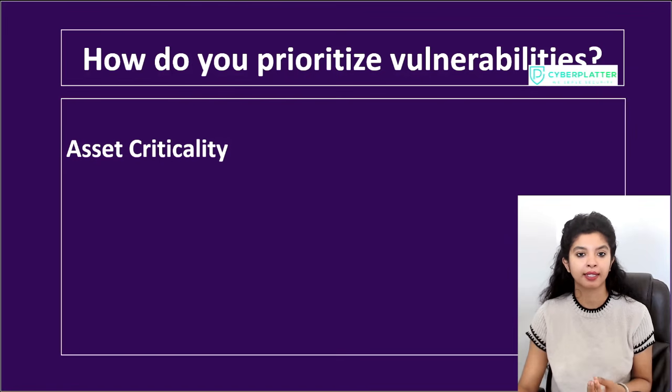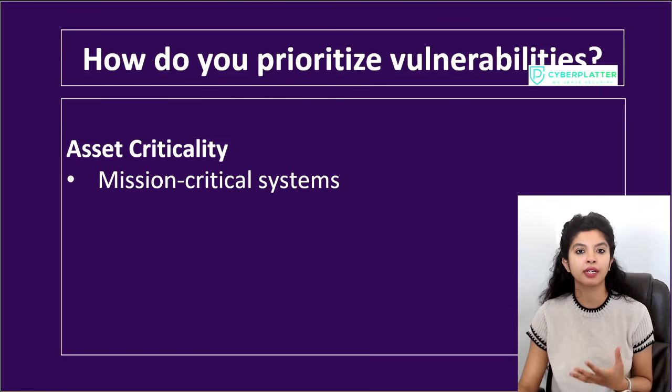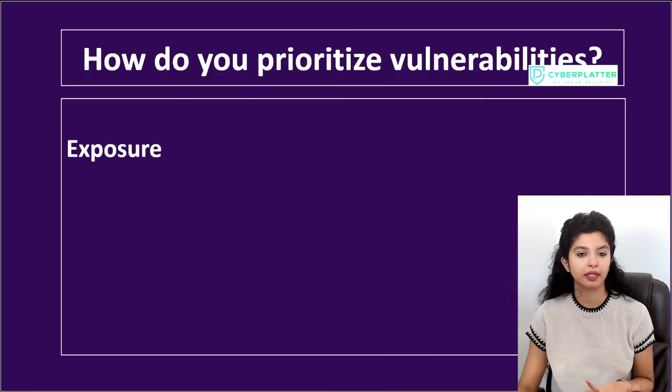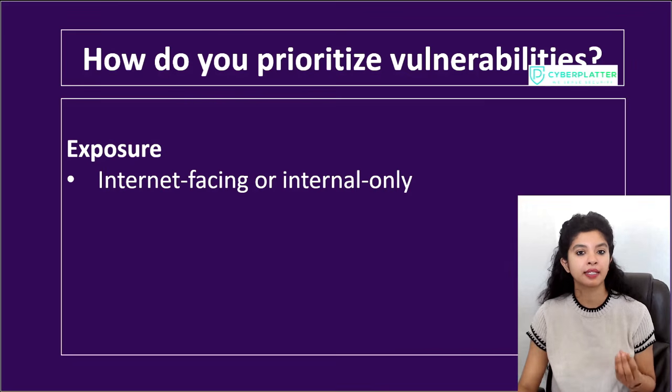Next, you consider asset criticality. That is, you prioritize vulnerabilities on mission critical systems, like for example, finance servers, medical equipment, or customer facing applications. If a vulnerability affects a high value target, it gets top priority even if the score is lower. Next, you consider exposure. That is, is the system internet facing or internal only? Internet exposed vulnerabilities pose greater risk and should be patched first.